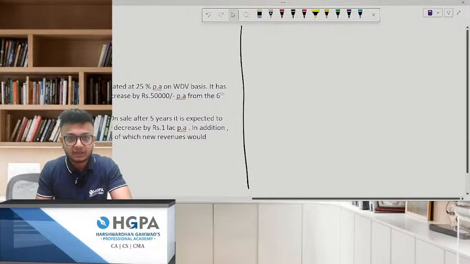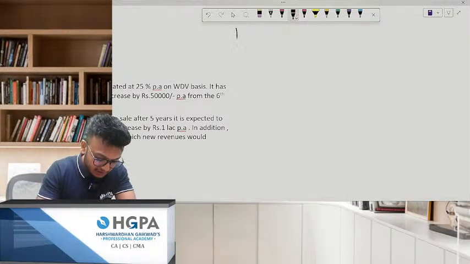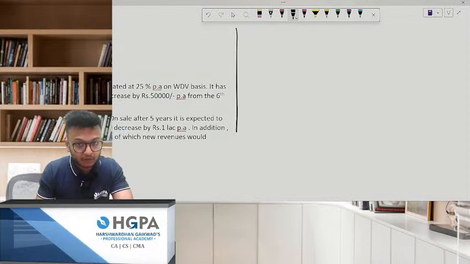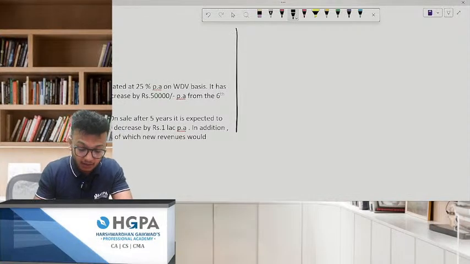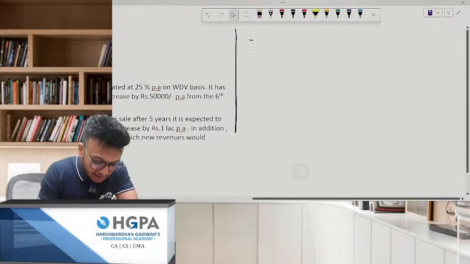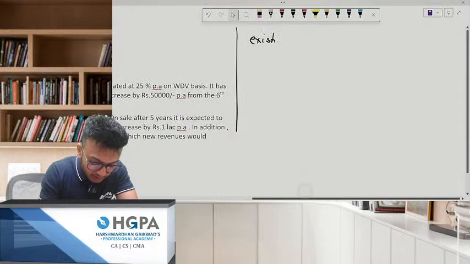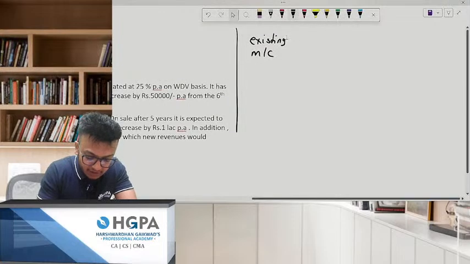Whenever a replacement question is asked in capital budgeting, the first thing you need to understand is why are we doing this and how you are supposed to identify it's a replacement question. First, a replacement question will not always tell you in the question that please solve by replacement method. Replacement means there is an existing machine in your factory and you want to replace this machine with a new one. This is as simple as that.